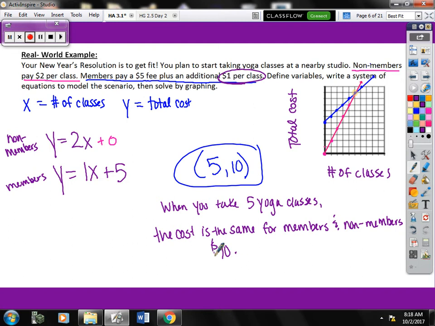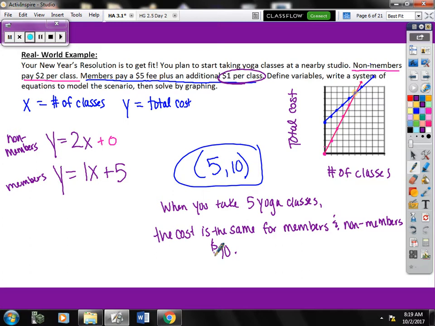Sometimes they'll ask an extension question, especially the Keystone-level questions with systems, if you guys remember. They would say, if you plan on taking 12 classes, would it be wise for you to be a member or a non-member? So if we plan on taking 12 classes each month, would it be better to be a member or a non-member? Abby? A member, because you can see that the membership one is going to increase slower than the non-membership.